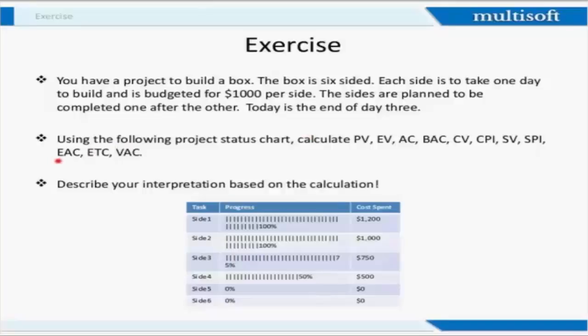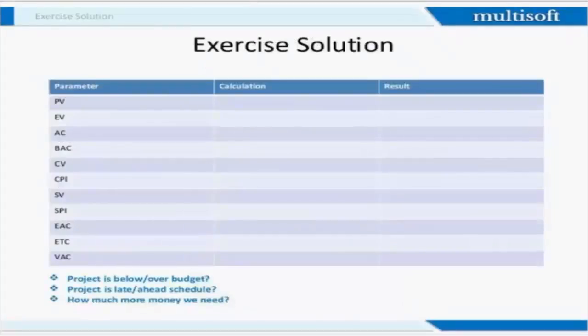EAC: 6,382.190. Next, ETC: 2,933. And variance at completion is 383 approximately. So is it below budget or over budget?